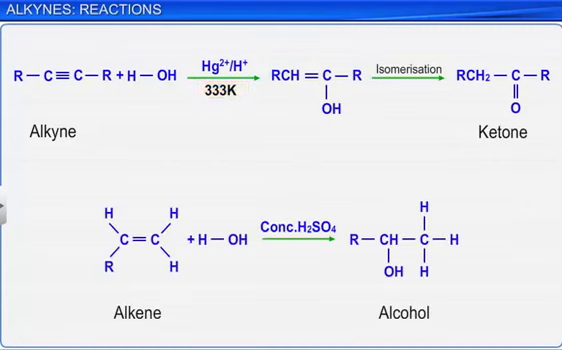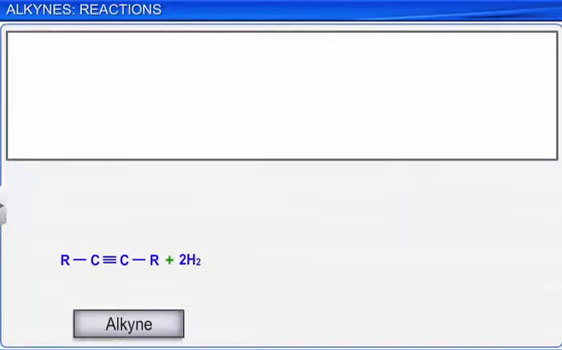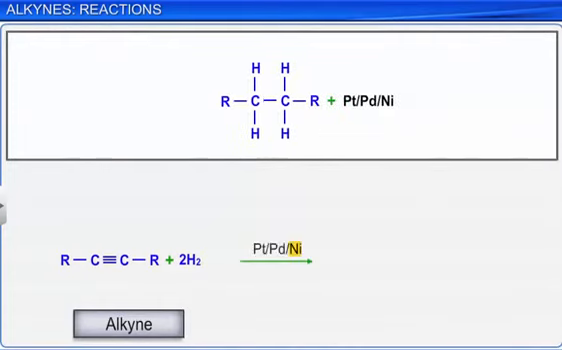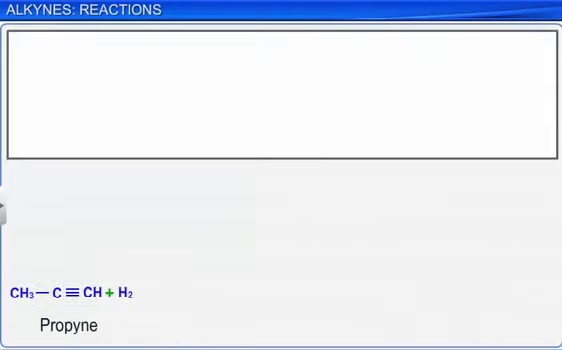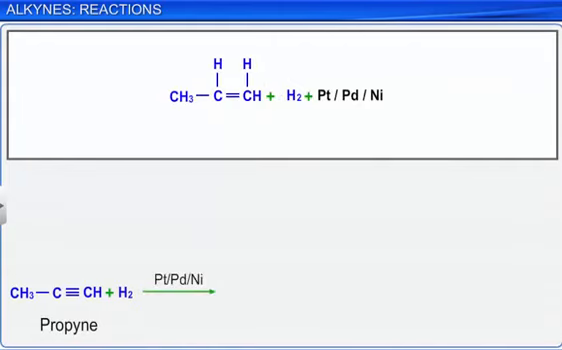Let's go through some addition reactions of alkynes. An alkyne reacts with two molecules of dihydrogen in the presence of suitable catalysts like finely divided nickel, platinum, or palladium to form the corresponding alkane. For example, propyne reacts with two molecules of dihydrogen in the presence of finely divided nickel as catalyst to form propane.